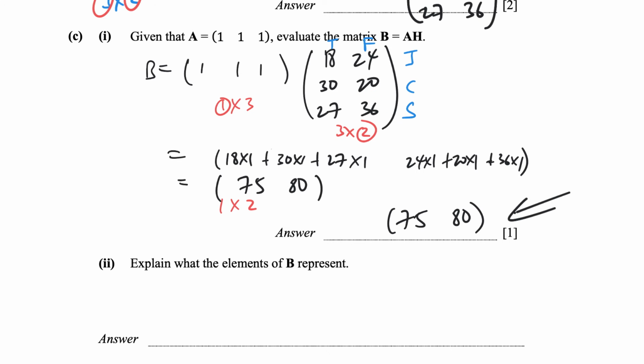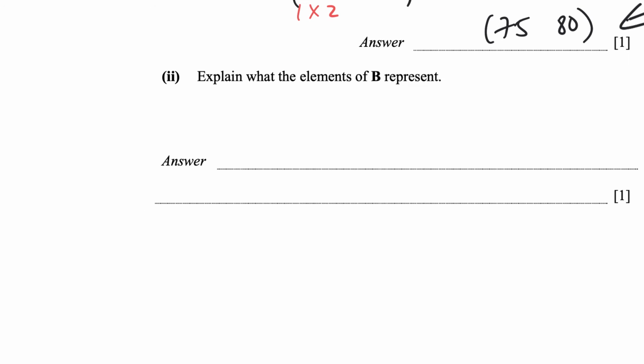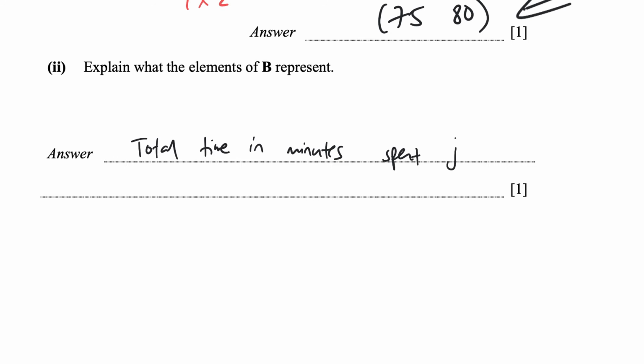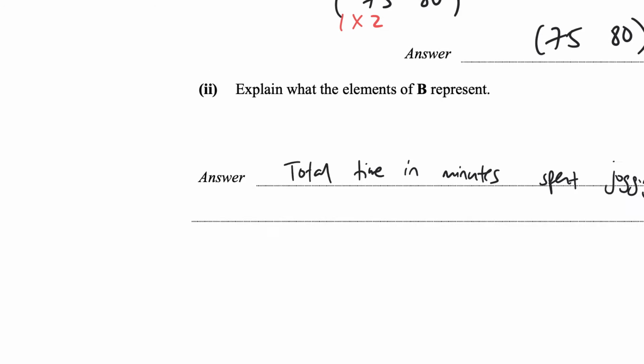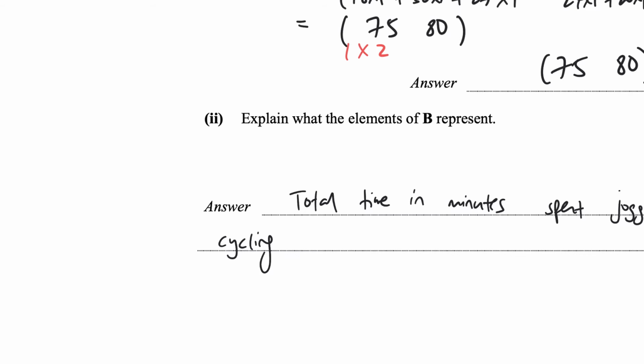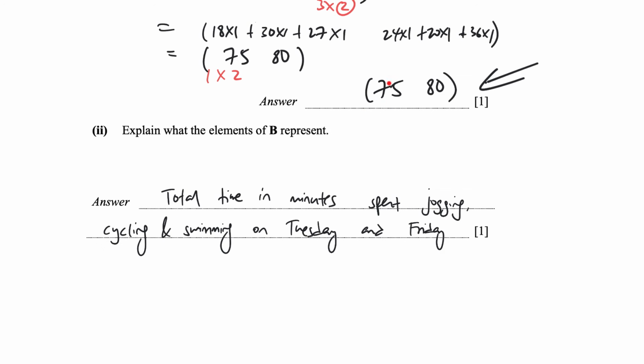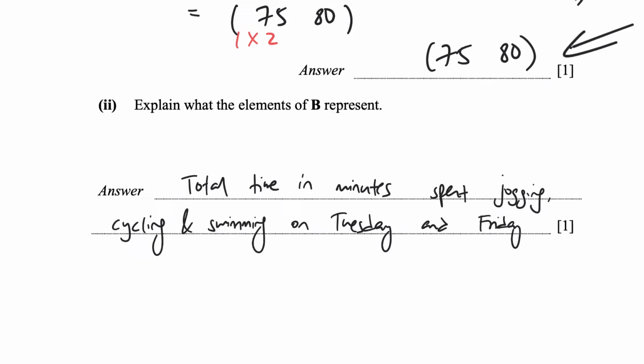So let's just write that down. The elements represent the total time in minutes spent jogging, cycling, and swimming on Tuesday and Friday. But not all together. You're splitting them, right? Tuesday here and Friday here. So we put in the word respectively.